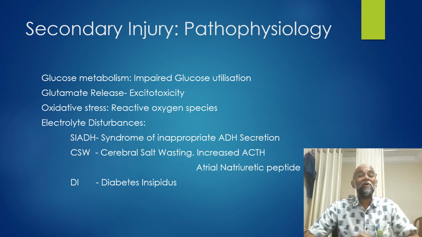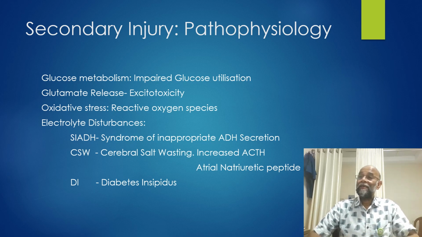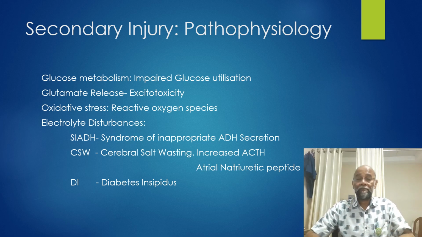The second is something called cerebral salt wasting, with increased ACTH and the secretion of something called atrial natriuretic peptide, resulting in an increased loss of salt, again resulting in a loss of both fluid and salt. But because salt is lost excessively, you have hyponatremia without an increase in volume.